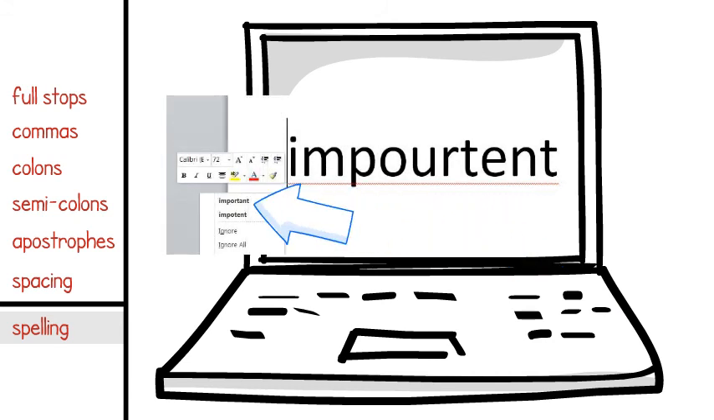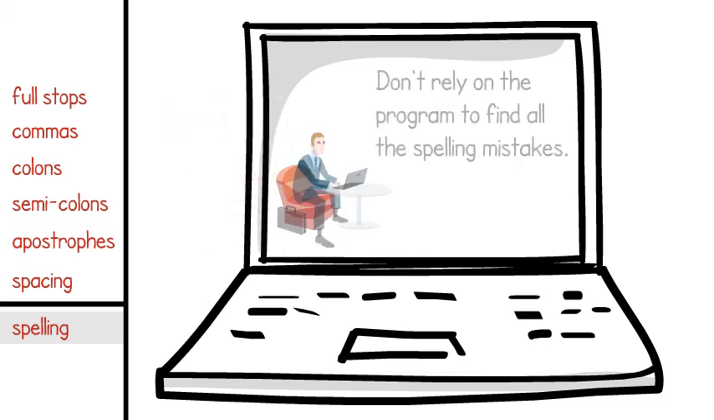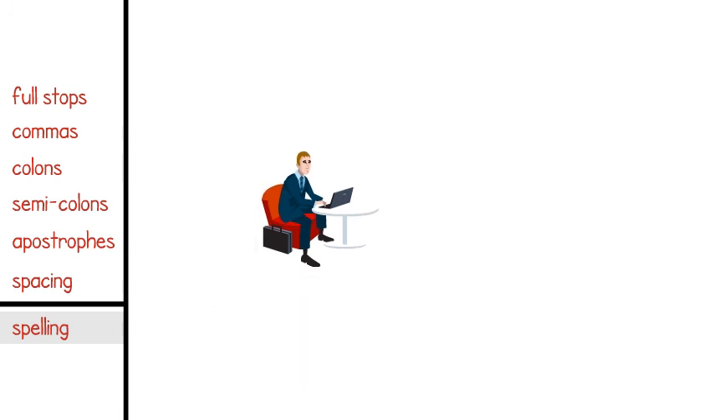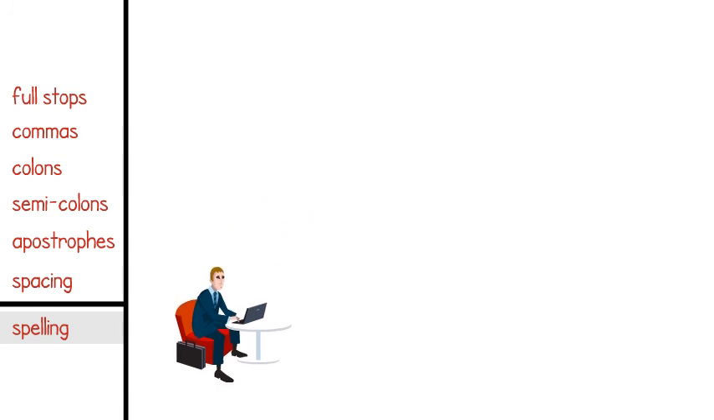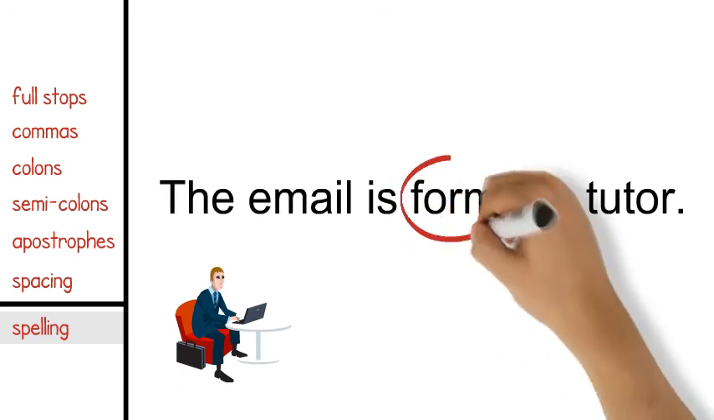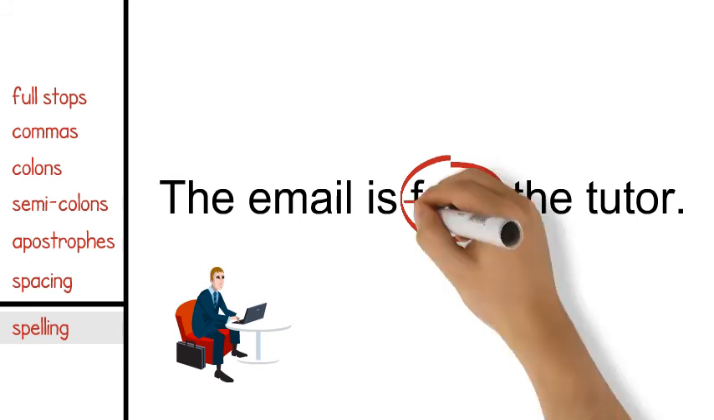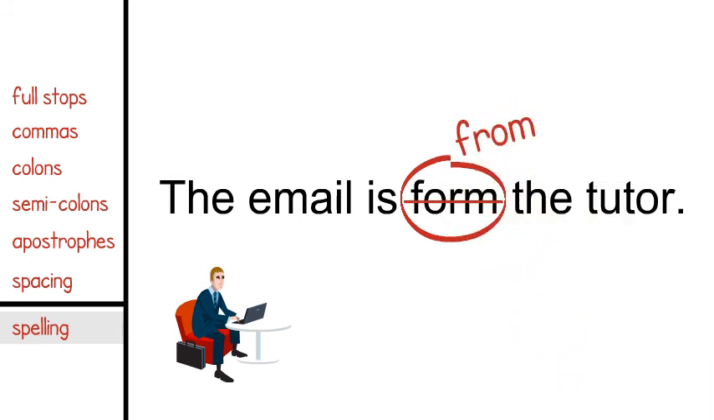Always make sure that you read through your work and don't rely on the program to find all the spelling mistakes. Another reason that you need to pay attention is because the program will miss words that you have spelled correctly but are actually incorrectly applied. For example, if you write "form" instead of "from."